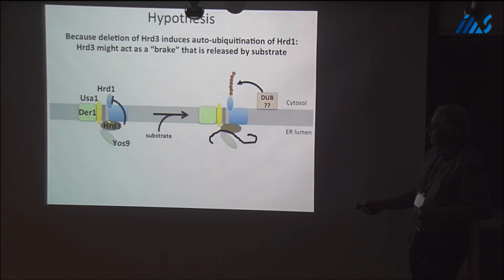So we know that if you delete the HER3, then the HER1 gets autoubiquitinated very rapidly and degraded. And so we think this protein prevents the autoubiquitination until substrate comes, and then there's some evidence that substrate binds to the HER3 protein, and this may relieve the brake so that you get autoubiquitination of HER1. So this is the only thing where we have a good idea. The DUR1 is in particular a really mysterious protein at this point. It's multi-spanning, and we really don't understand what it does.